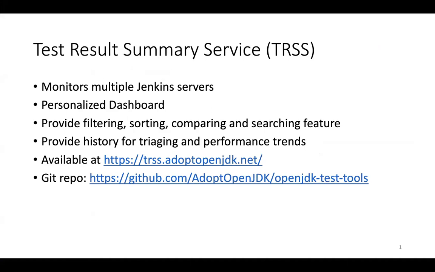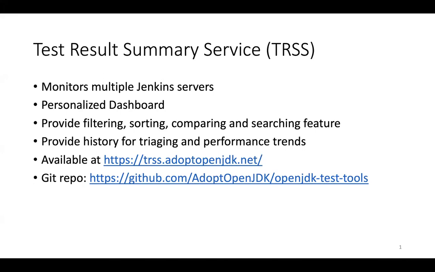So today I'm going to talk about the test result summary service. This is really supposed to be a thin layer that sits on top to monitor different Jenkins servers, and we have a personalized dashboard, allowing users to look at the builds they're interested in. And this application also provides filtering, sorting, comparing, and searching features, which I will demo shortly.